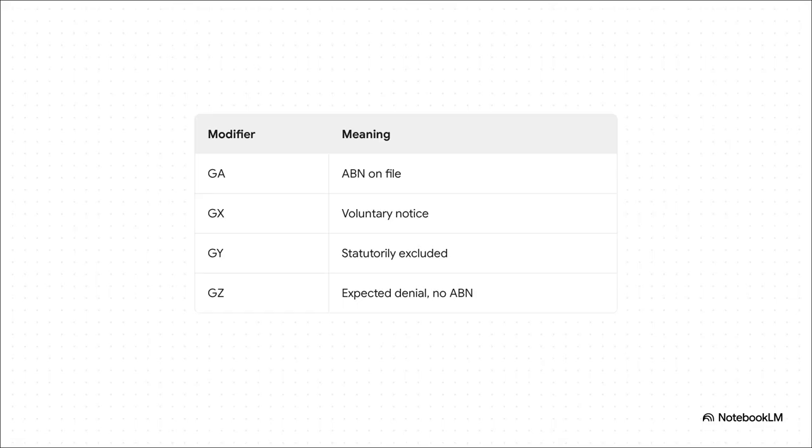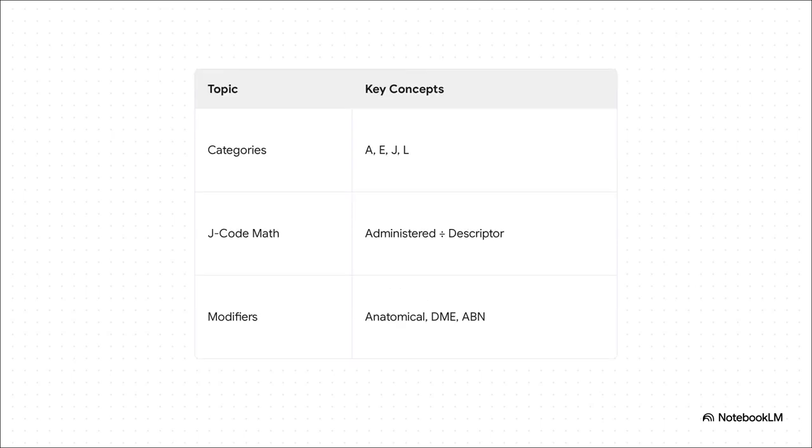Now, wrapping your head around Advanced Beneficiary Notices, or ABNs, is absolutely crucial for compliance and shifting liability on Medicare claims. GA means you have a signed waiver of liability on file. That is your safety net. GY means the service is statutorily excluded from Medicare entirely, but listen closely to this one. GZ. GZ means you are expecting a denial, but you do not have a signed ABN on file. Using GZ is a severe compliance and financial risk. The exam absolutely loves testing if you know the difference between the safety of GA and the total danger of GZ.